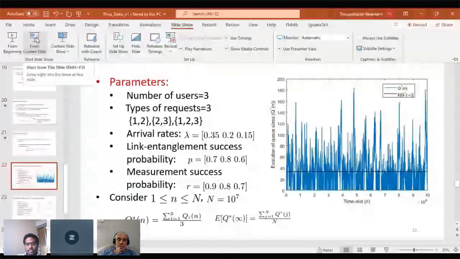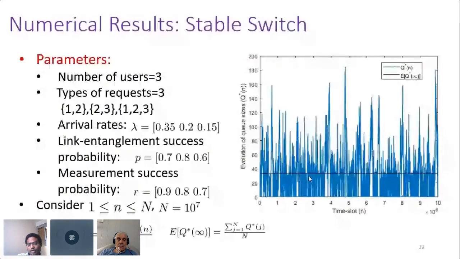Yeah, so in this figure, we can see that this average value is finite, which means that our switch is stable for these parameters.